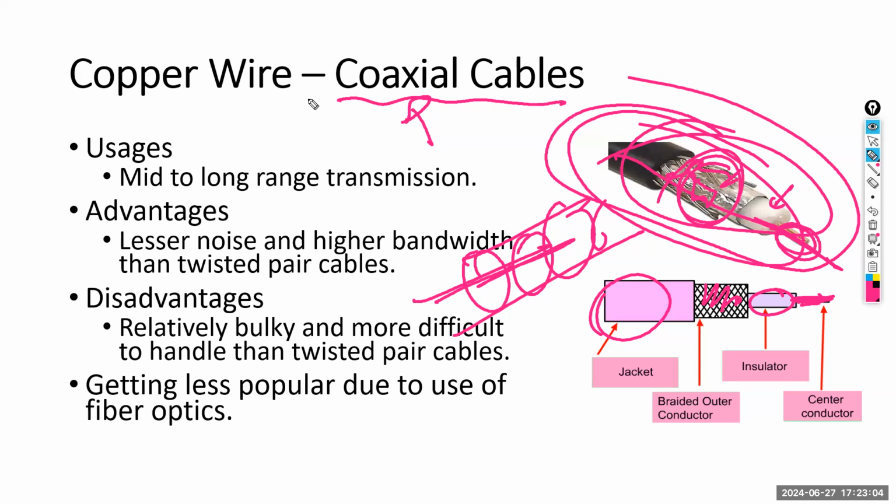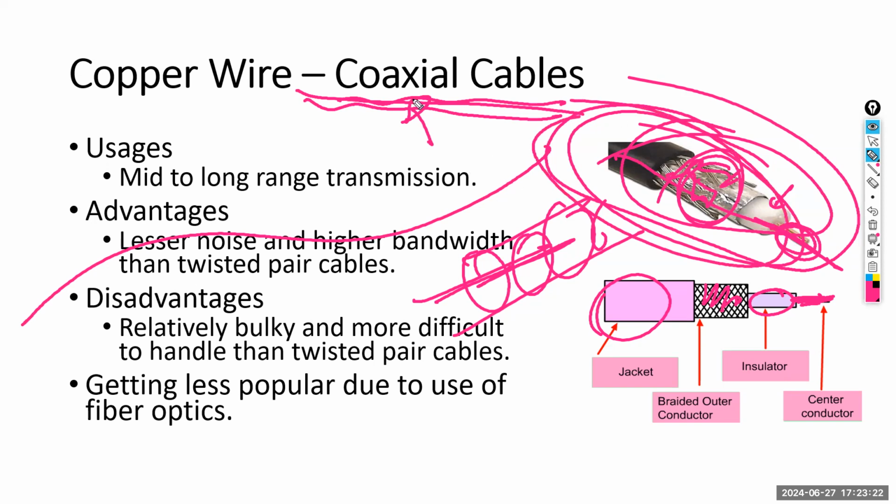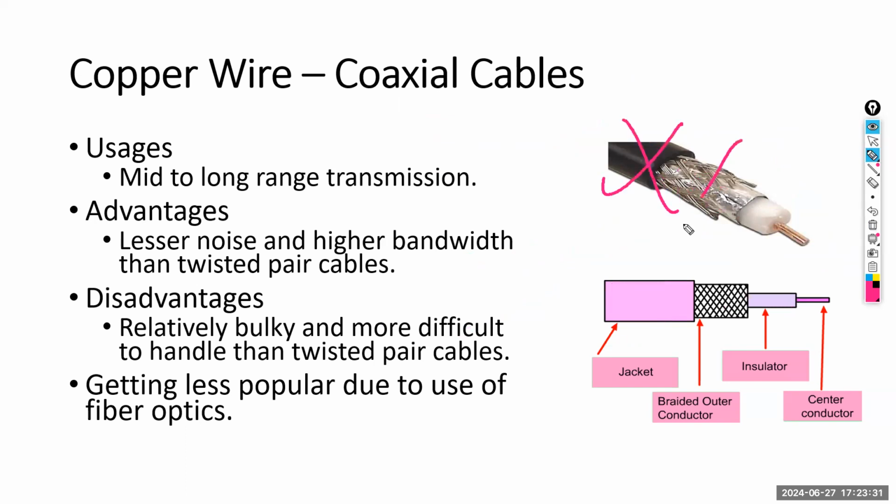But we heavily use coaxial cables, especially before fiber optics came, for long distance wired communication. Even we use coaxial cables in the sea lines, internet backbone. And still we use coaxial cables by telecom providers when they are using long distance transmission. But these cables are now gradually replaced by fiber optics.